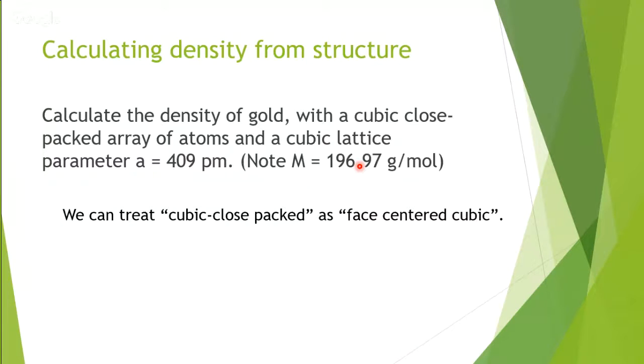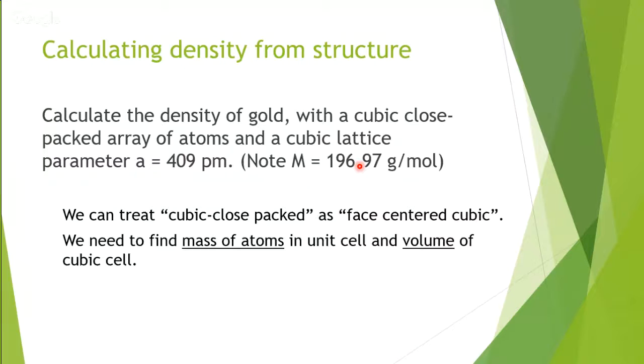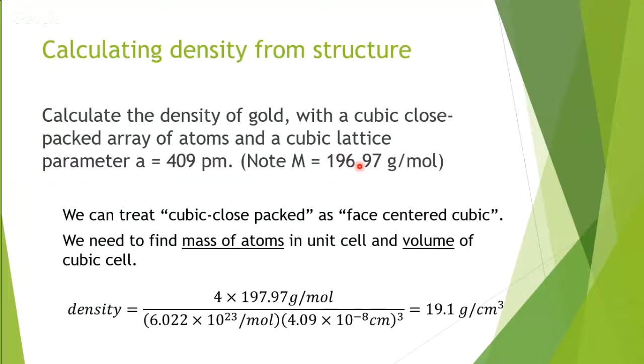For our purposes, we can treat a cubic close-packed structure as a face-centered cubic structure. They're essentially the same thing, just different names. In order to find the density, we need both the mass of the atoms that are in the unit cell and the volume of the unit cell. So what does that look like? Density is mass over volume.